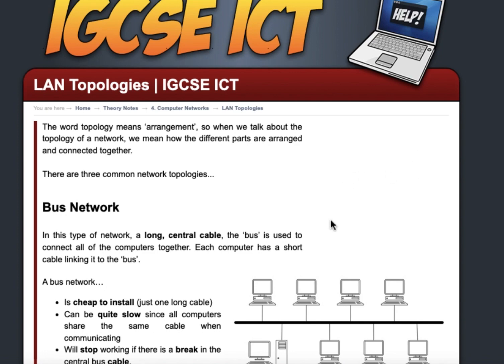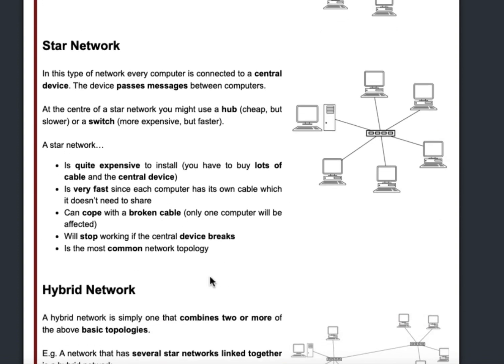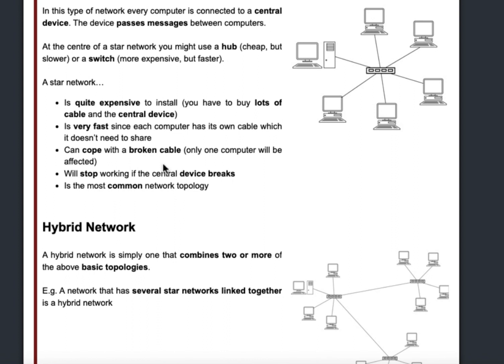Now, since we already know topology, let's take a look at the common types of topology, the common arrangements we do in our office environment. The first one is the bus topology, or what we call the bus network. The second one is the ring network, and the third one is the hybrid. There's also the star network. You can see we have the star, we have the hybrid.